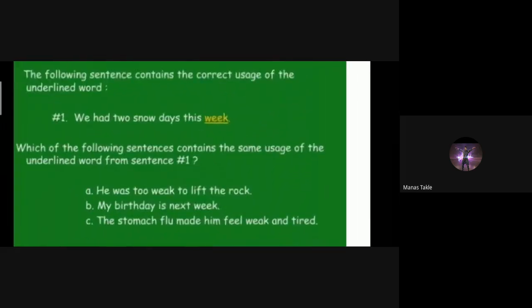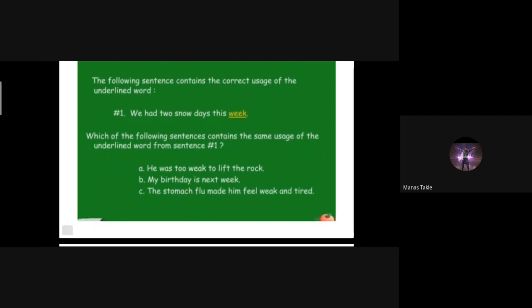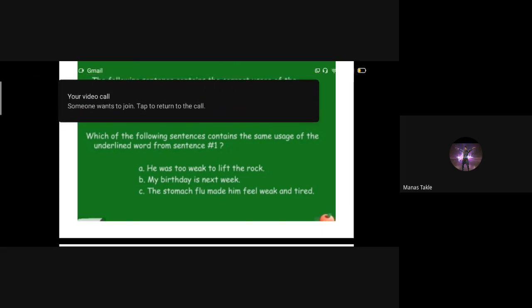So let's see how you do. The following sentence contains the correct uses of the underlined word. Okay, यहाँ पे जो सेंटेंस दिया गया है एक वर्ड को अंडरलाइन किया गया है एंड द करेक्ट यूज इज गिवन. So your sentence is: We had two snow days this week.